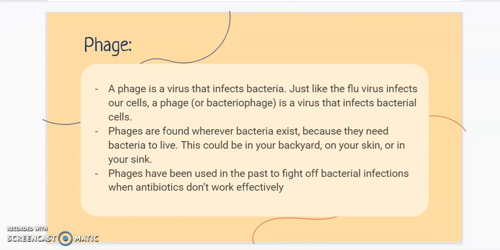Phages are found wherever bacteria exist because they need bacteria to live. It's kind of like a host type thing. They cannot live without bacteria. They need them to survive. You can find these anywhere: in your backyard, your skin, your sink. I mean, they're all over the place. That's why there are so many thousands of these in the world, and we're still finding more today.